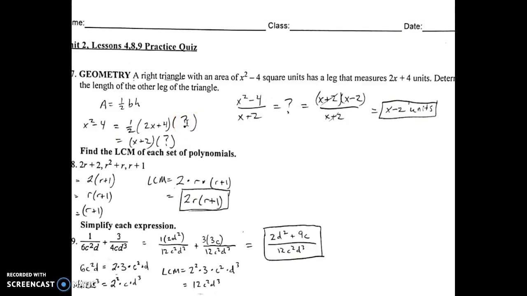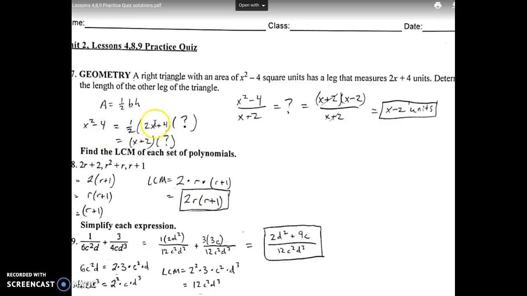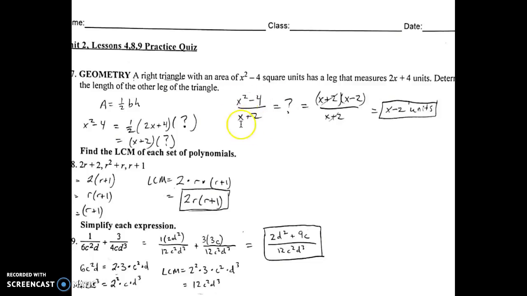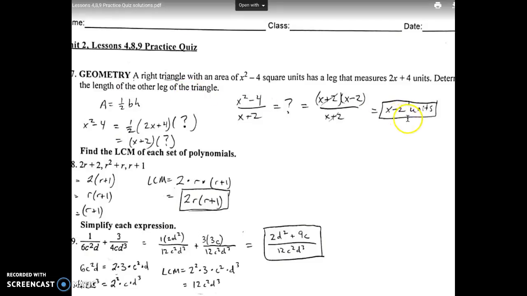So we're going to try to get the unknown by itself. So the first thing I did is I took half of 2x and I got x, and I took half of 4 and I got 2. And then I divided each side by x plus 2, and I ended up with this equation right here. So my goal is I need to simplify this expression. So I'm going to factor x squared minus 4, and that factors into x plus 2 times x minus 2, and then I can cancel the x plus 2's out, and I'm left with just x minus 2, and so the length of the other leg of the triangle is x minus 2 units.